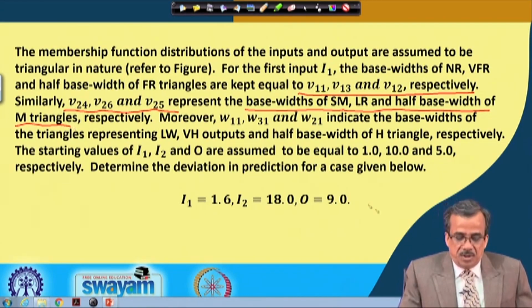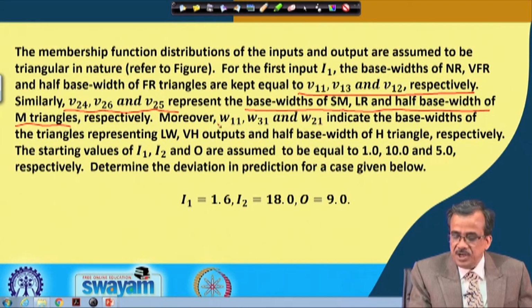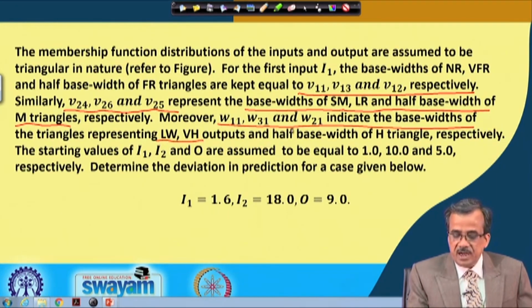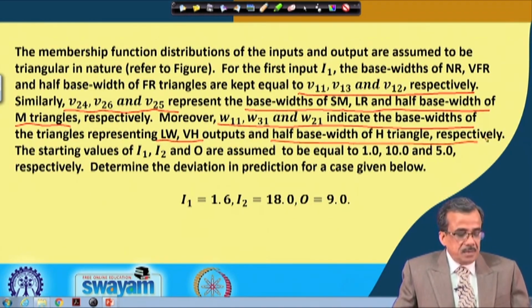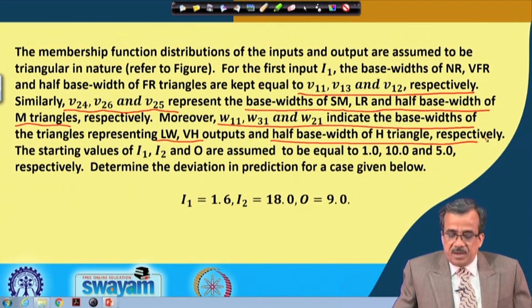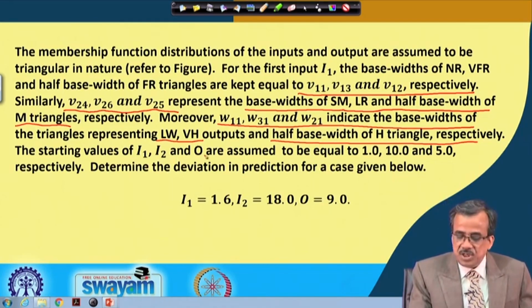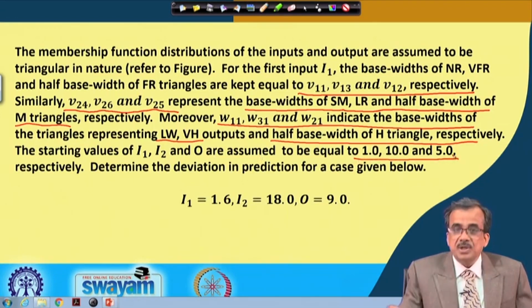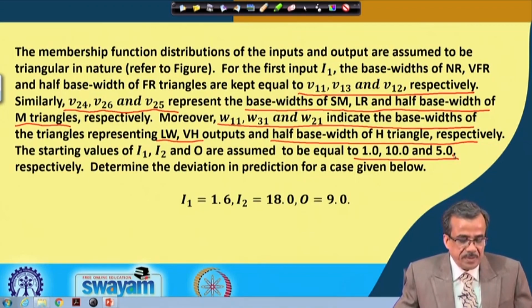Now, W11, W31 and W21 indicate the base width of triangles representing low and very high outputs and half base width of the high triangle. Here actually the starting values for I1, I2 and the output are assumed to be equal to 1.0, 10.0 and 5.0. I am just going to show you the figure.